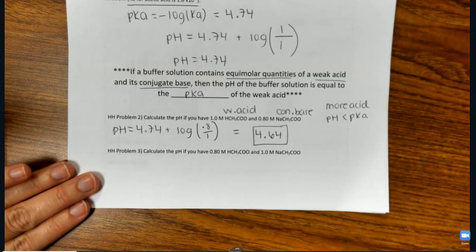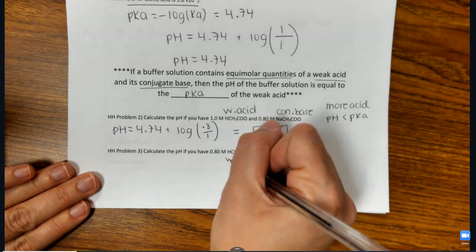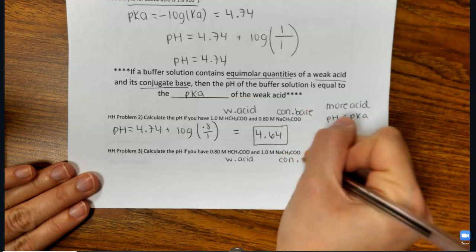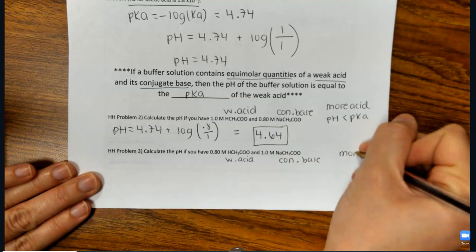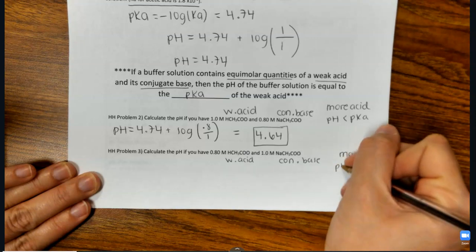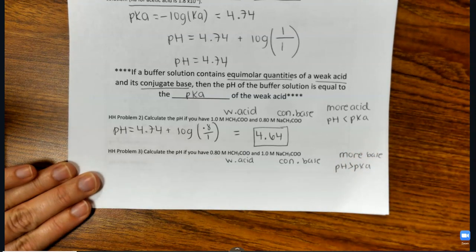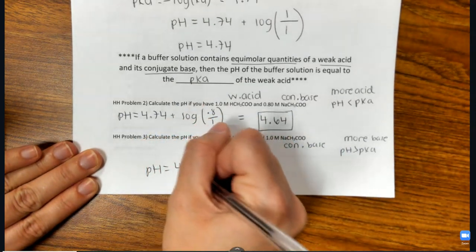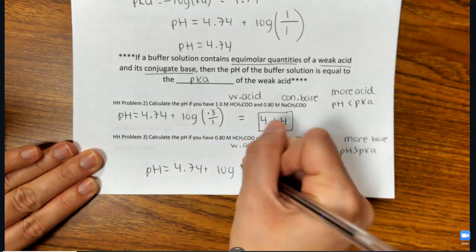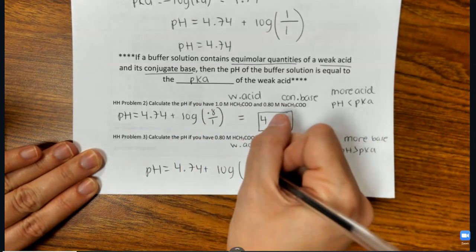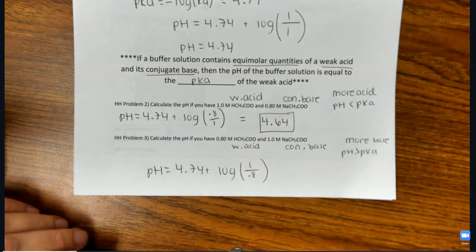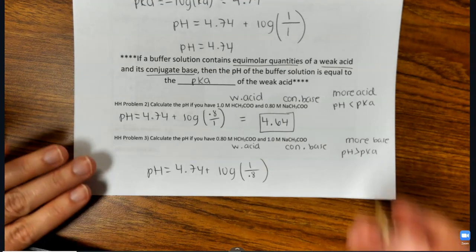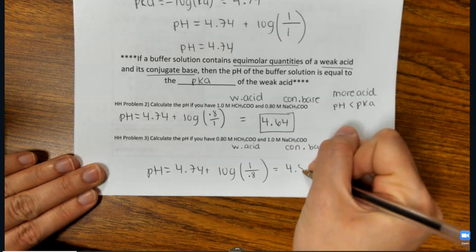Okay, let's look at the next example. Calculate the pH if you have 0.8 M weak acid and 1 M conjugate base. So now in this example, we have more base. Having more base should make the pH go up. And let's just check and confirm that it does. So pH equals pKa, 4.74, plus the log of, remember it's conjugate base over acid, so 1 over 0.8. And plug that in. You get the pH is 4.84.